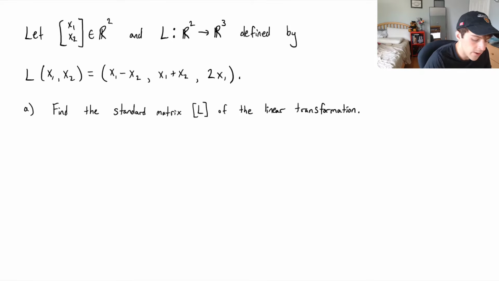Finding the standard matrix that describes this linear transformation, if the linear transformation's already been defined for you, makes our life a whole lot easier, because all we need to do is plug in the standard basis vectors of the domain into our linear transformation, and this will make up the columns of our standard matrix. So let's begin by doing that.